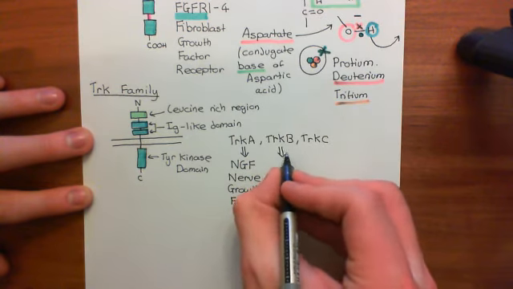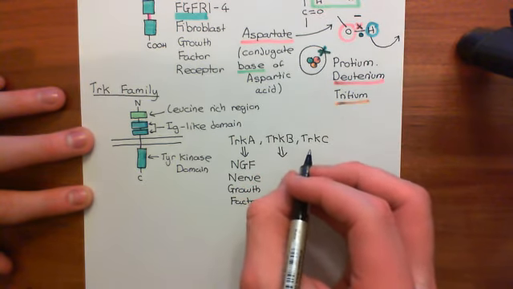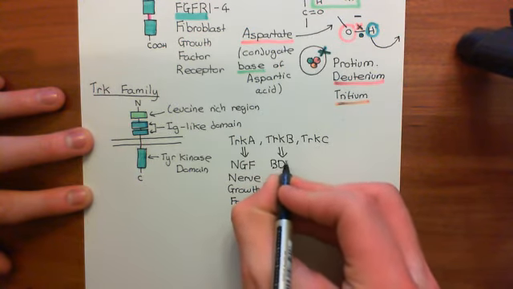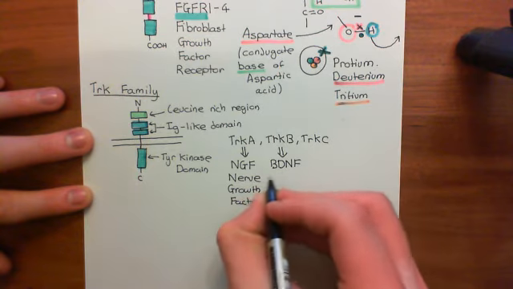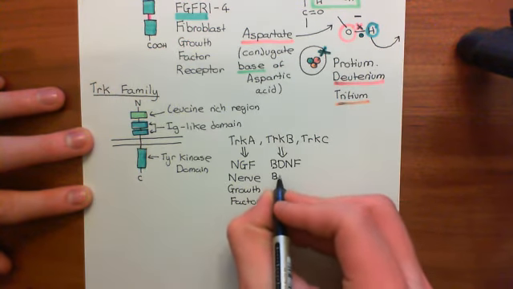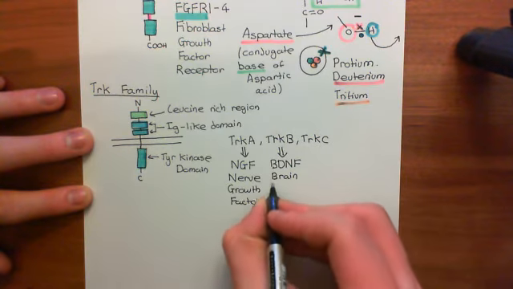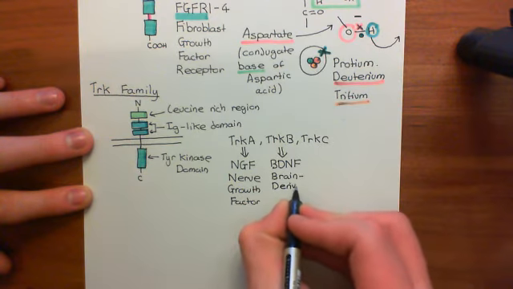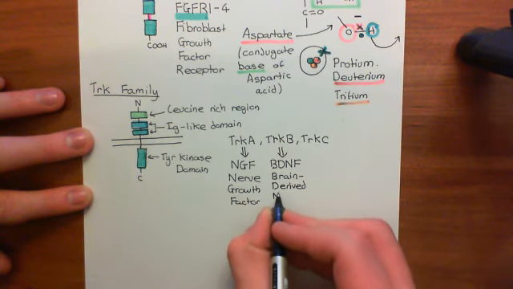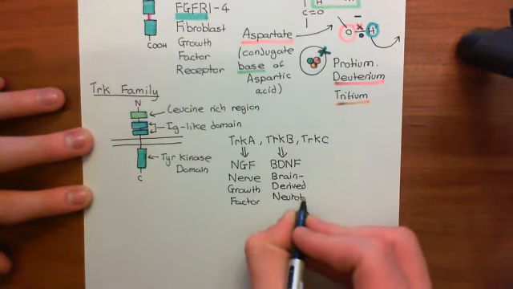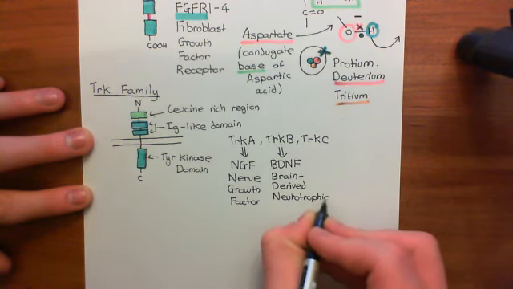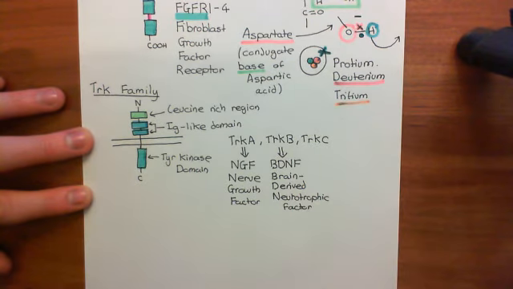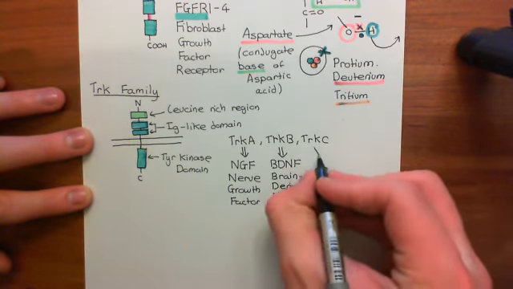TRK-B, what's the ligand for TRK-B? TRK-B has a ligand known as BDNF, and this stands for brain-derived neurotrophic factor. So the B is for brain, the D is for derived, the N is for neurotrophic, and the F is for factor. So this is also a factor involved in the growth of neurons, and its receptor is TRK-B.